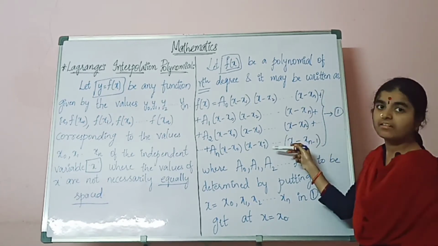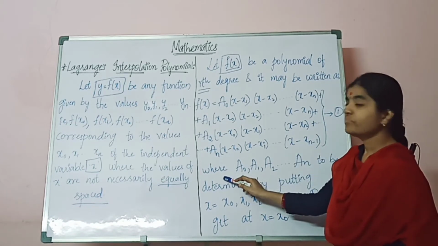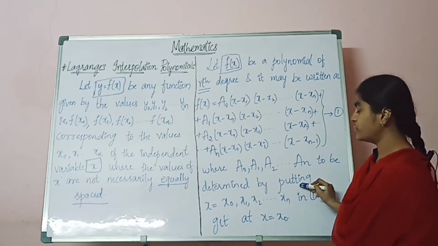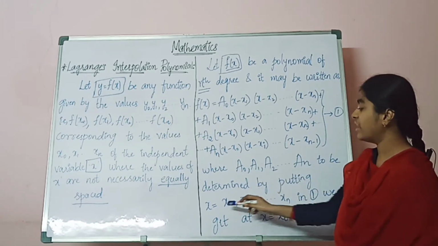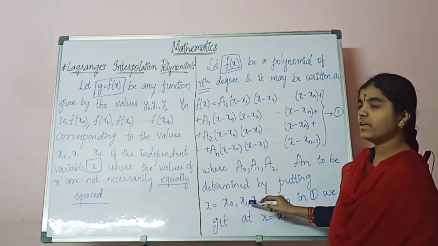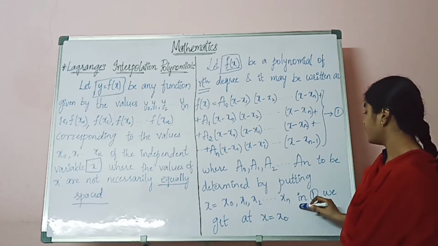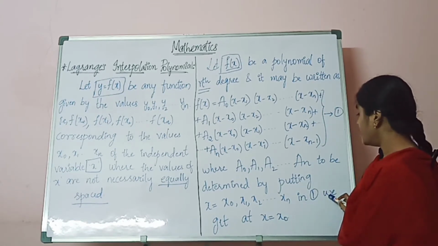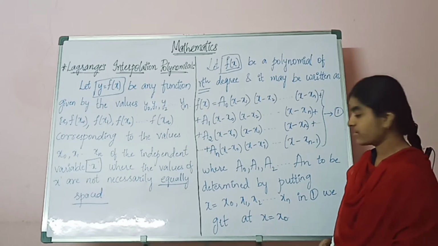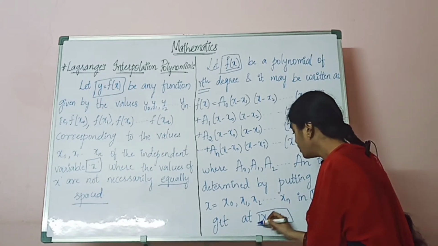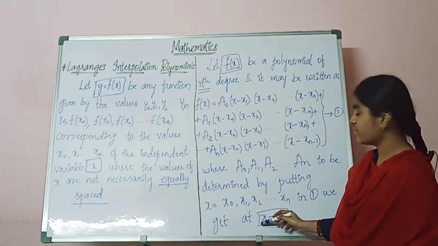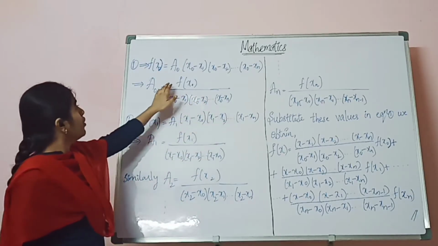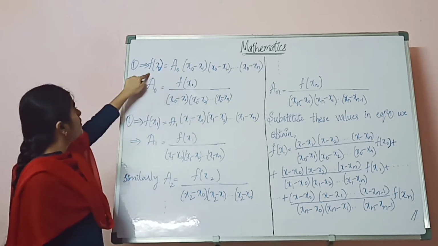We consider this as equation 1, where a0, a1, a2, and so on up to an are to be determined by putting x equals x0, x1, x2, and so on up to xn in equation 1. Then we get, at x equals x0, in the place of x we have to take x0, as I said, in equation 1.